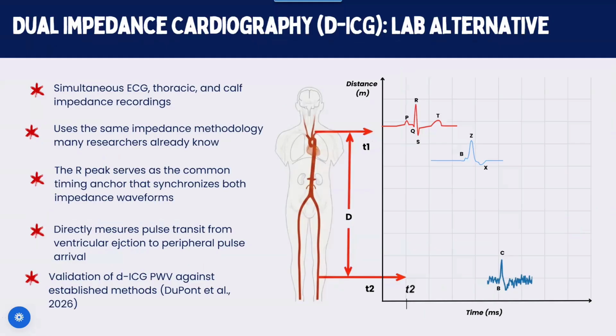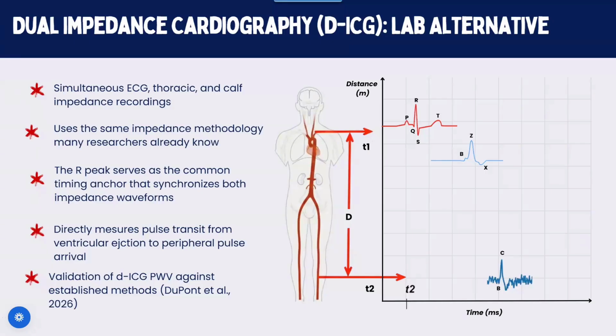So in order to combat this, and for us to be able to look at pulse wave velocity in a way that's much less invasive and much more easily able to be implemented within labs, we are going to be using dual impedance cardiography, which is a much more lab-friendly alternative. So what you will see here is that when using dual impedance, again, if you're familiar with collecting impedance on the torso, this is just putting impedance on a different portion of the body to see that arrival of the pulse wave.